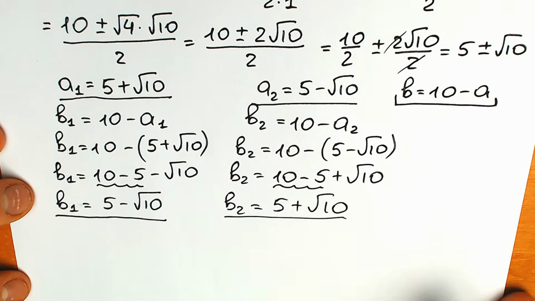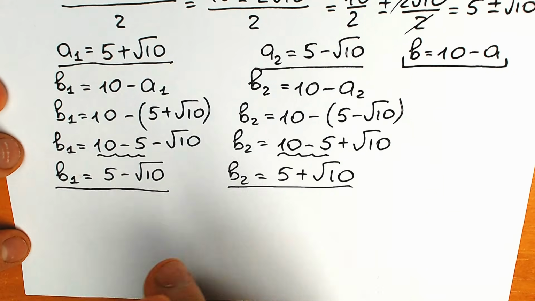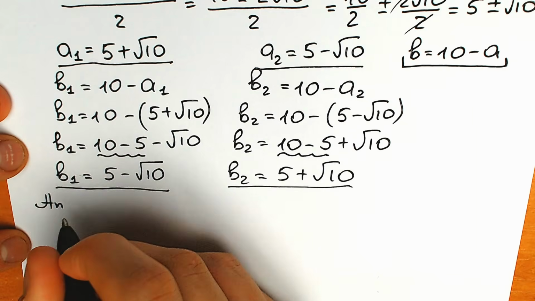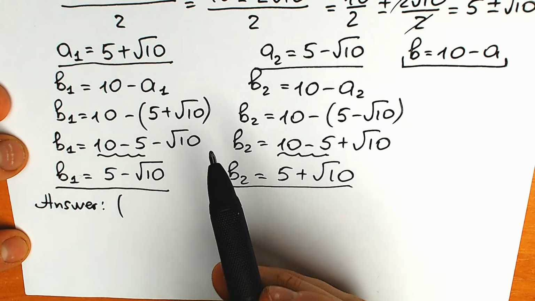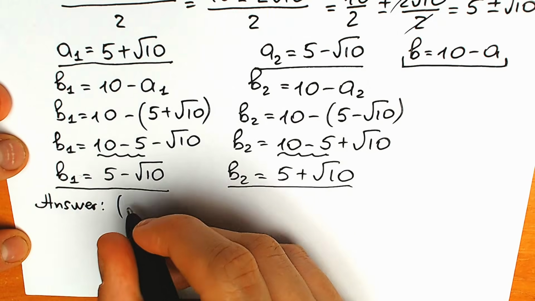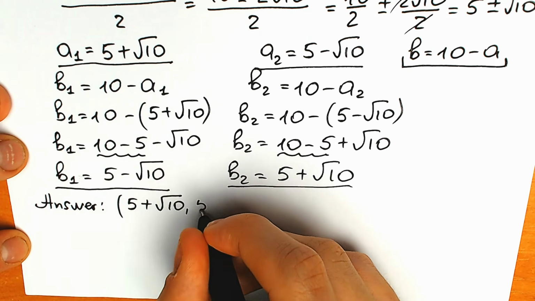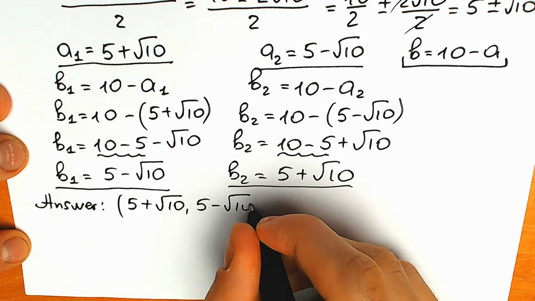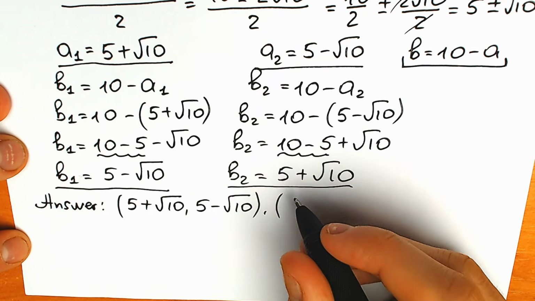So we have two pairs of roots, and let's write it as an answer, and then we will check it. Okay, so our answer to this question. First of all, a first, b first: 5 plus square root of 10 and 5 minus square root of 10. And second pair: 5 minus square root of 10 and 5 plus square root of 10.